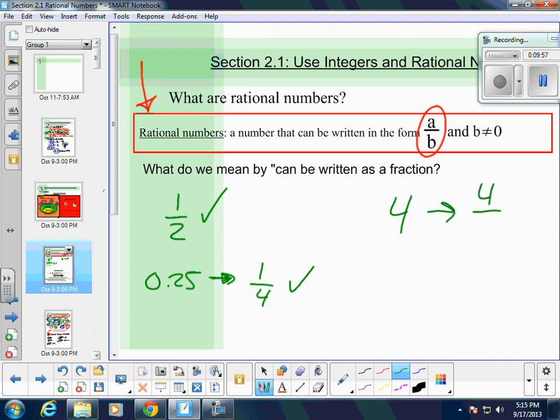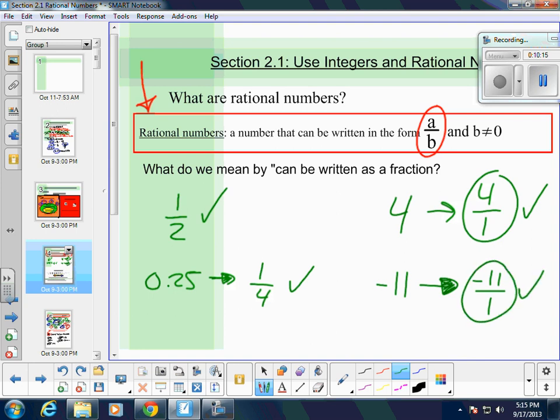Well, that's just any whole number. You can just put it over 1, and there's 4 in its fraction form. So yep, that's how we know it falls under rational numbers as well. And same thing with a negative number, negative 11. If I want to write negative 11 as a fraction, I can just put negative 11 over 1. So yep, that checks out. It's a way I can write that as a fraction and put it in its fraction form. It must be a rational number.